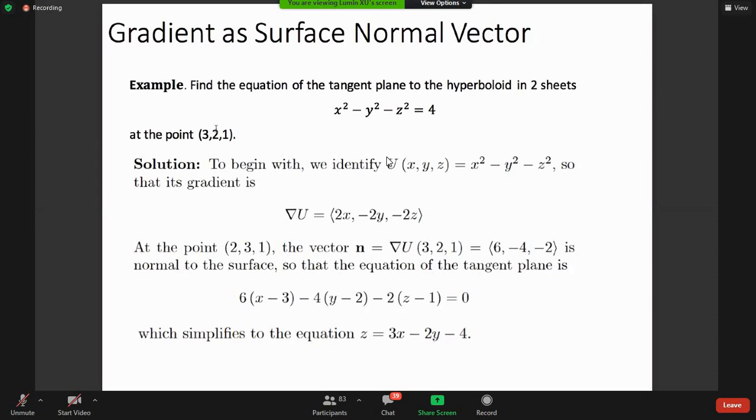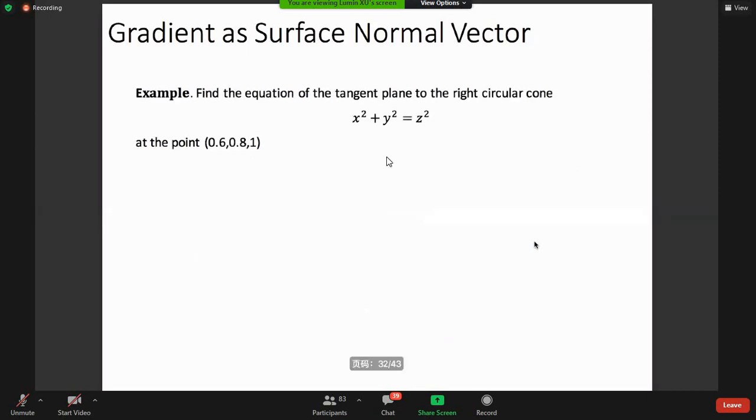And in this point, there is a typo here. The point should be (3, 2, 1), and we can get the gradient like that. And it is not the zero vector, so it's the normal vector of this plane. So we can easily get the tangent plane just like that, as the normal vector has been found. So now let's move on to the next example, a very similar question.